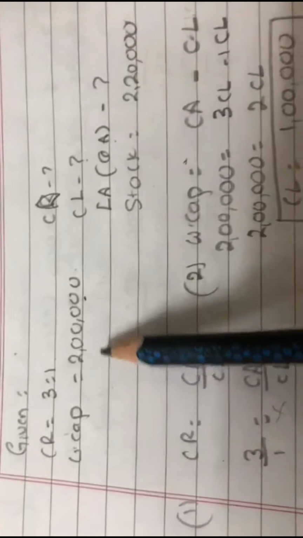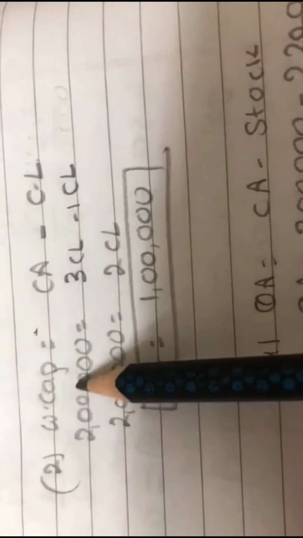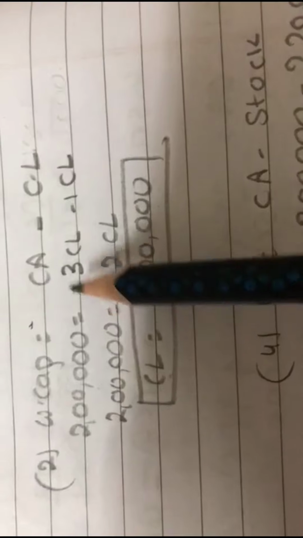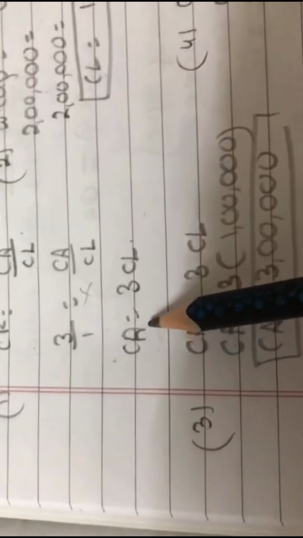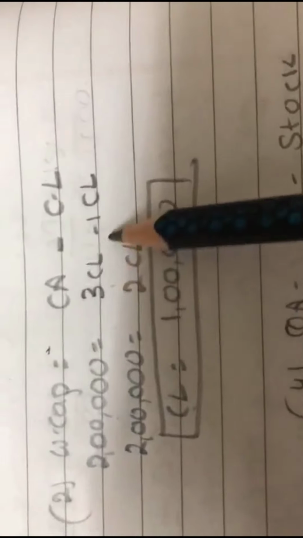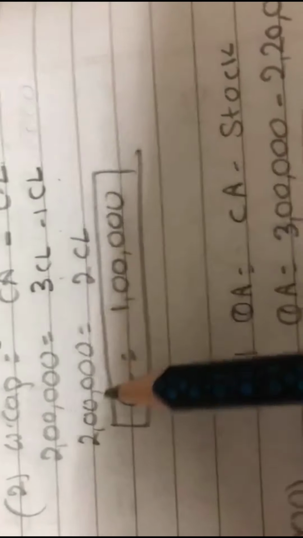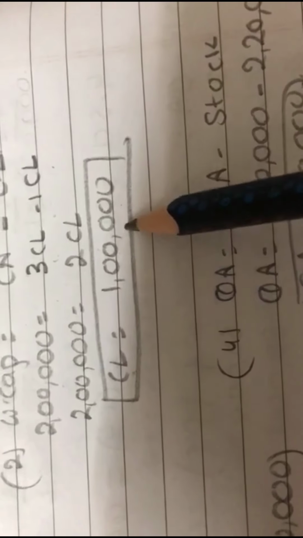Second step. They have given you working capital. How much is working capital? 2 lakh. How do you calculate working capital? Current assets minus current liabilities. So 2 lakh is equal to current assets, which we have calculated as 3 CL, minus current liability. If nothing is written there, you have to assume that it is 1. So 2 lakh is equal to 3 minus 1, that is 2 CL. Therefore CL is equal to 1 lakh.